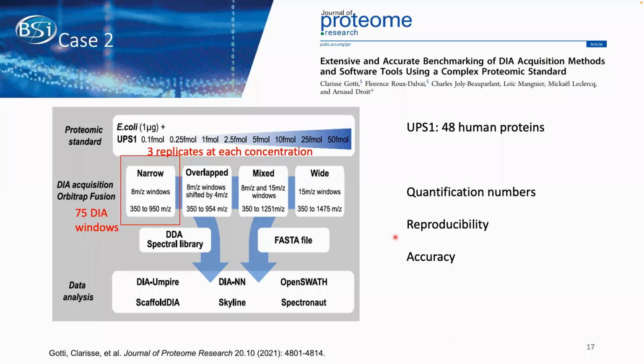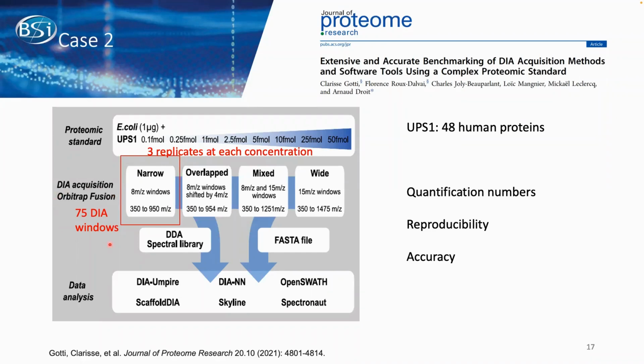The data in the second case are from a benchmarking paper, which is listed on the top right. So in this study, different DIA acquisition methods were compared using complex proteomic standards. 8 different concentrations of universal protein standards were spiked in E. coli digest, and 3 replicates were prepared at each concentration and measured using 4 DIA acquisition methods on Orbitrap Fusion.